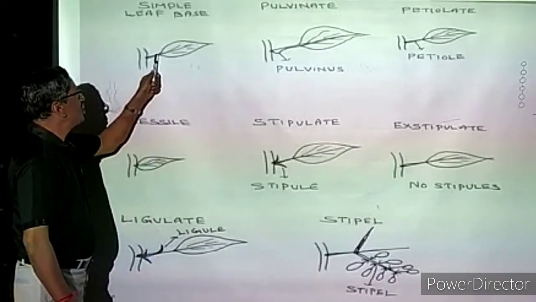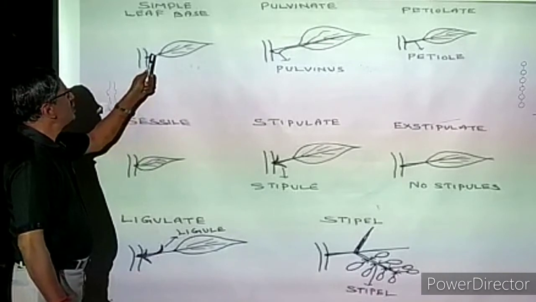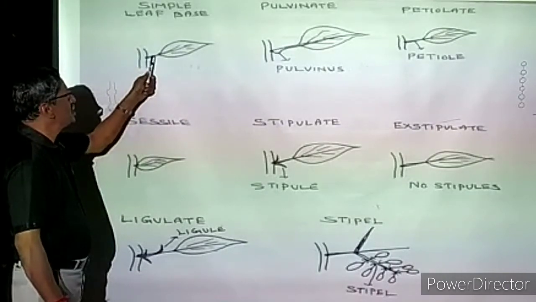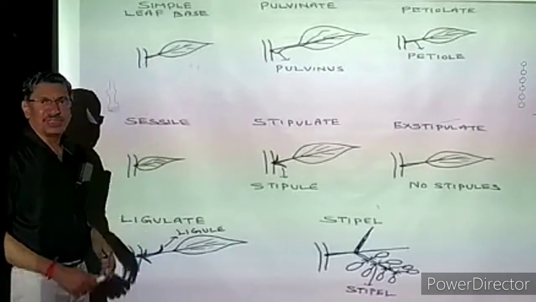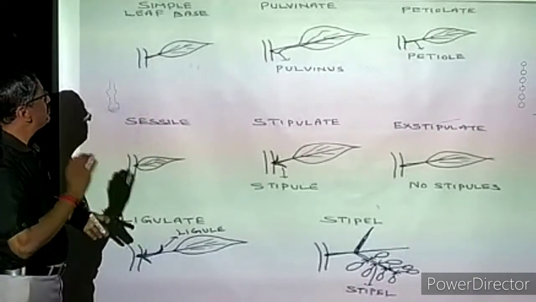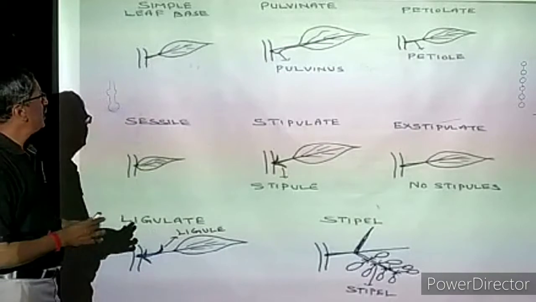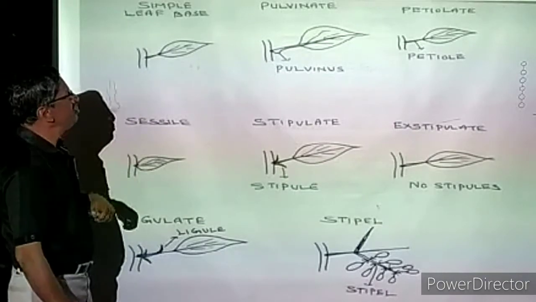Then the long stalk is called a petiole. So the leaf is petiolate. Petiole is present, lamina. Since the leaf base is very thin, it is called a simple leaf base. The leaf base is called a simple leaf base.